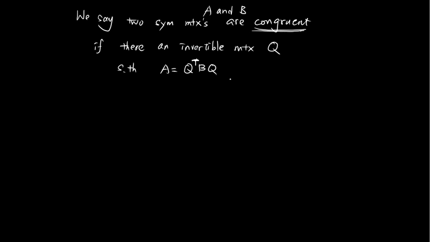So here is some emphasis. Usually, two matrices are similar if A is equal to Q inverse B Q, right? You notice that here is the inverse. But now, no matter whether Q is orthogonal or not, we still use the transpose. All we need is that Q is an invertible matrix.